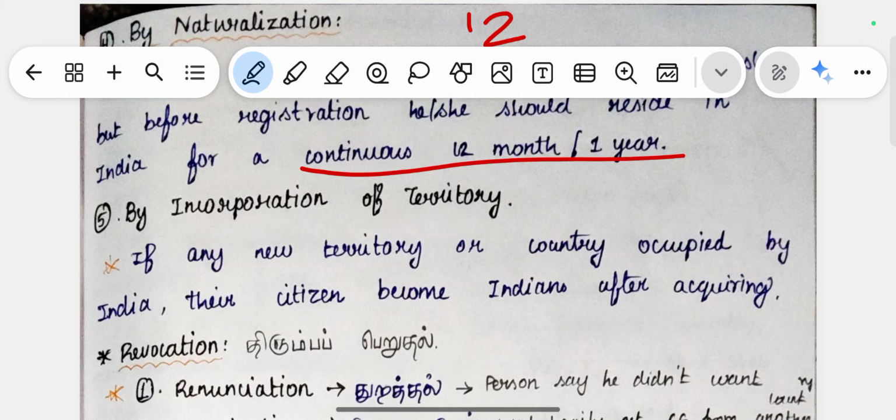The next one is by incorporation of territory. For example, India and Bangladesh are neighboring countries. If India acquired a part of Bangladesh and that state becomes a part of India, then the people in that state also become citizens of India. They get the citizenship of India. This is the fifth one, by incorporation of territory.